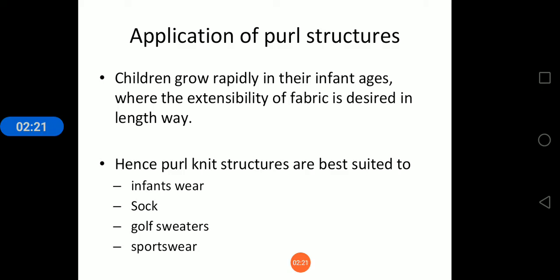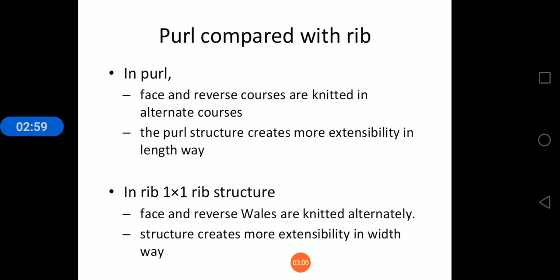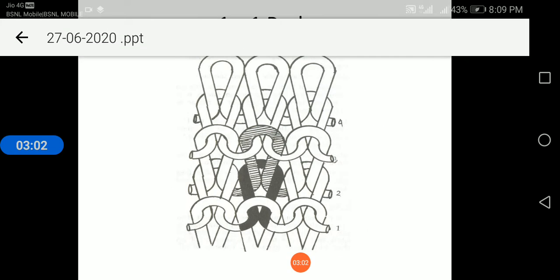In applications of purl structures, children's garments score highly, where extensibility of the fabric is desired lengthwise. Why? Because purl structures are used for diapers and usually for newborn children, like sweaters, ear muffs and head bands. Purl knitted structures are best suited for infants' wear, socks, girls' sweaters and sportswear. Sportswear is also carefully made using purl structures with rib structures.